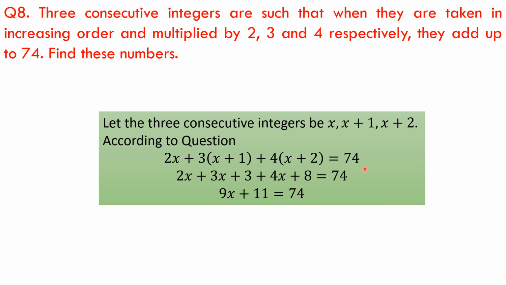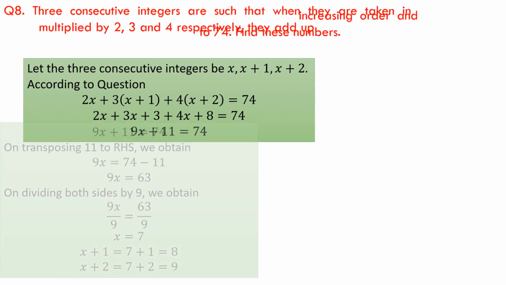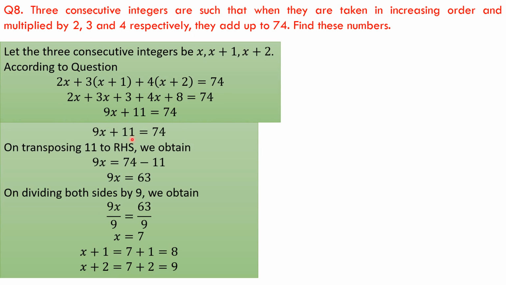After simplifying this, we get 9x plus 11 equals to 74. यहाँ 11 को हम लेफ्ट हैंड साइड से राइट हैंड साइड की तरफ ले जाएंगे तो हमें मिलेगा 9x equals to 74 minus 11. Here 74 minus 11 equals 63. Again, on dividing both sides by 9, we get 9x by 9 equals to 63 by 9. लेफ्ट हैंड साइड में 9 से 9 कैंसिल हो जाएगा एंड राइट हैंड साइड में 9 7 जा 63. So x equals to 7.